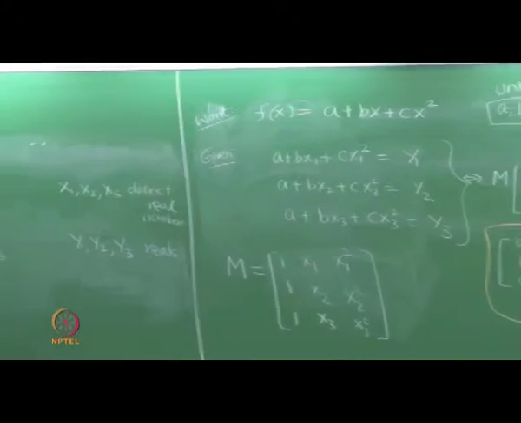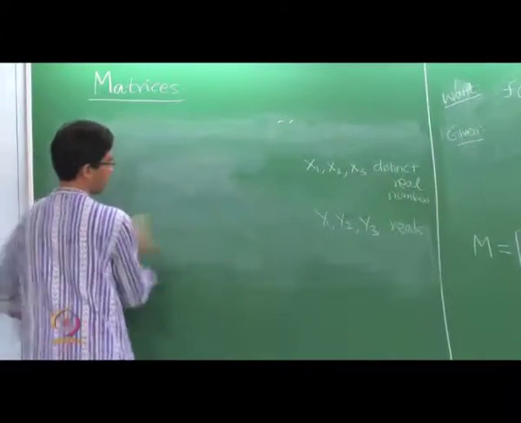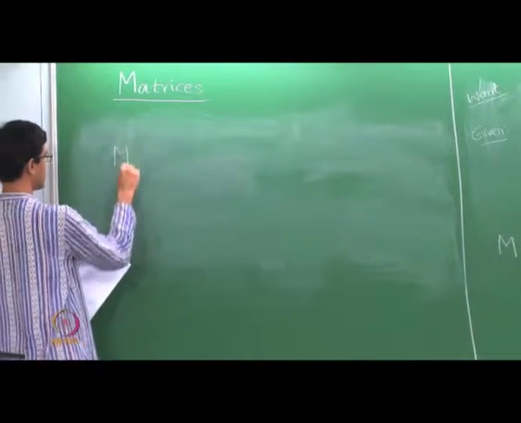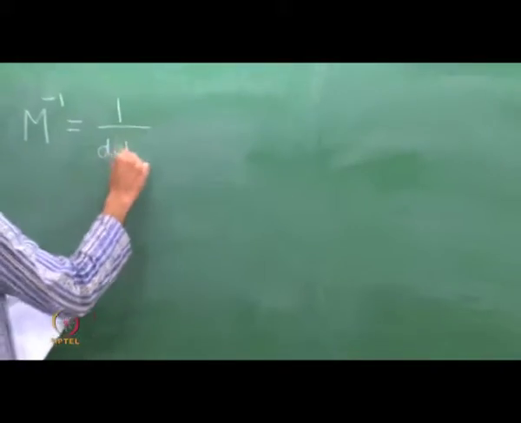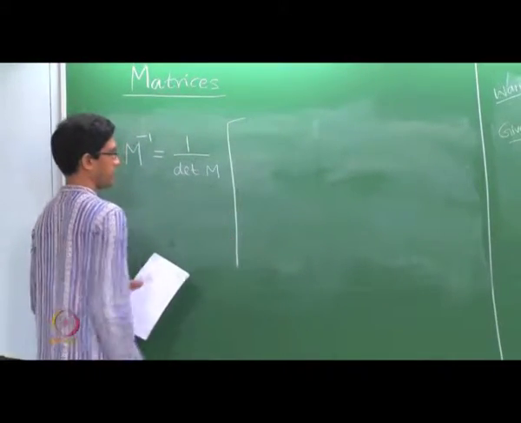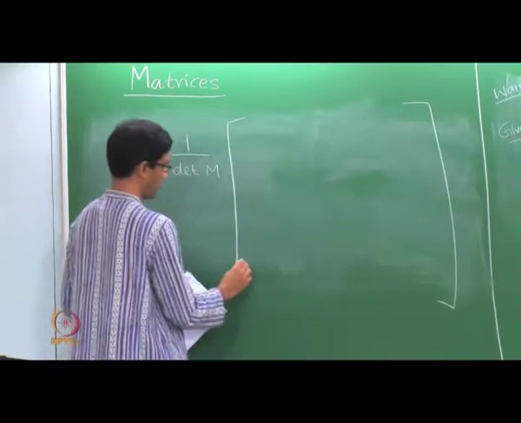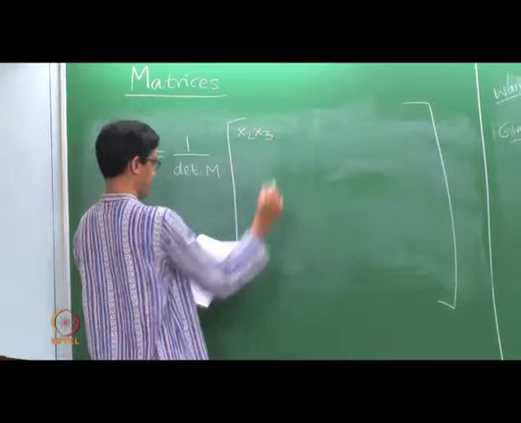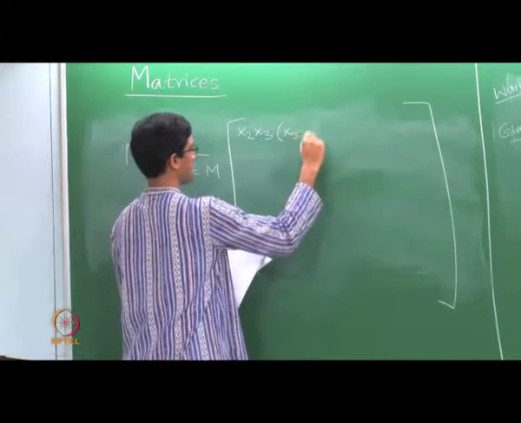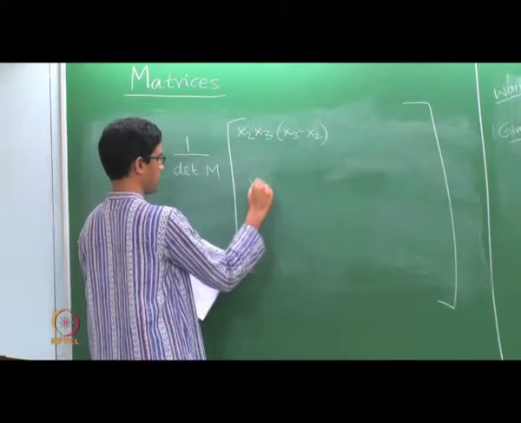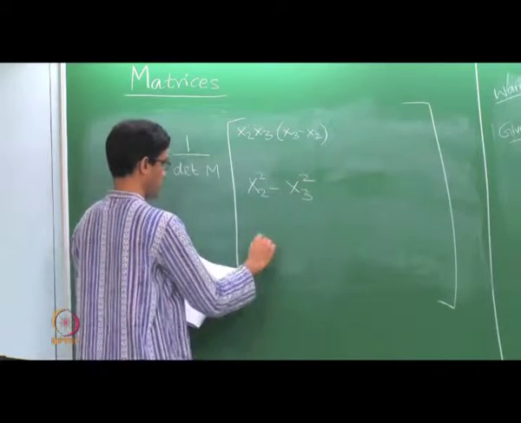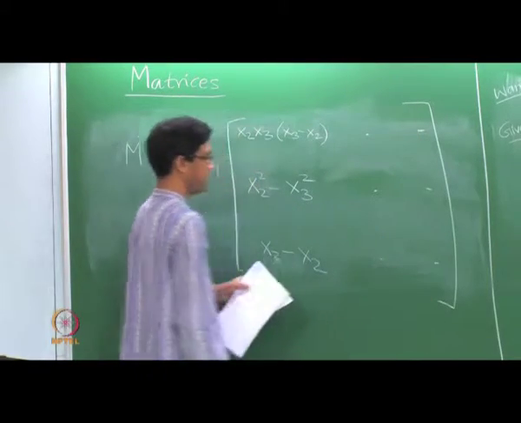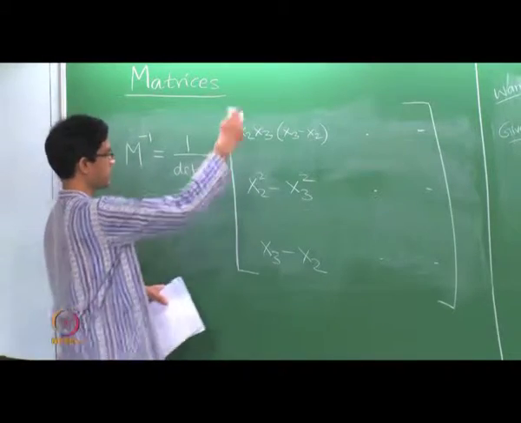So let me just tell you what the inverse of M looks like. I won't write all 9 entries, maybe just the entries in the first column. So the claim is the inverse of M is 1 by determinant of M times the matrix C that I wrote out, and here are the entries of the first column of C. It is x2 x3, x3 minus x2, this is x2 squared minus x3 squared, this is x3 minus x2. And then of course there are another 6 entries, second column, third column, which I'm not writing out at this point. So exercise number 2, check that these entries are correct.